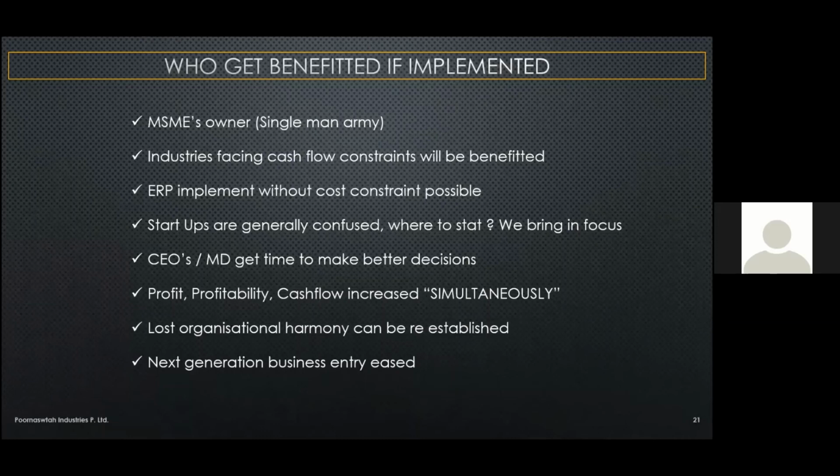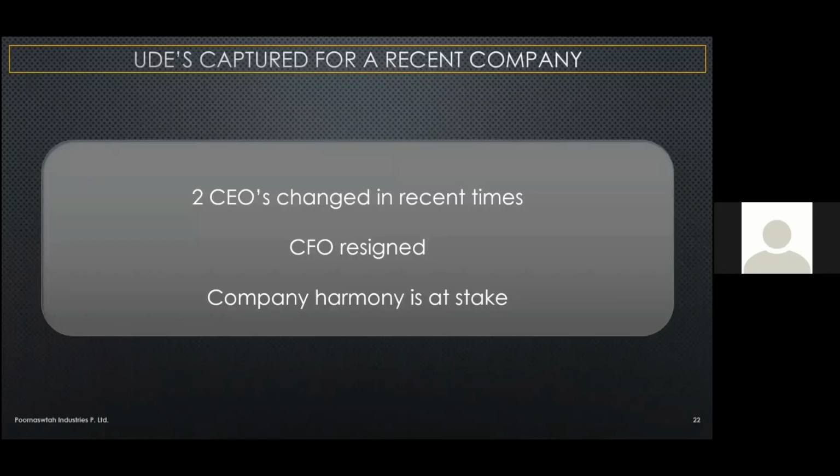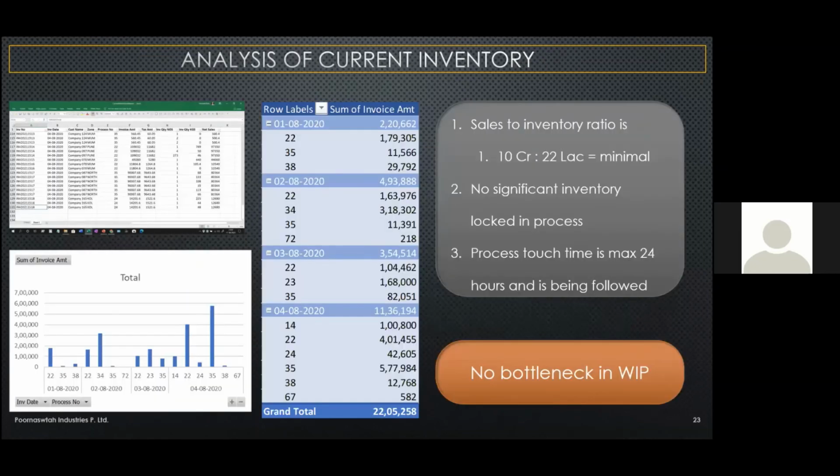assignments as well. This is a classic example which we have as a case study. There is a company which had complete disharmony. Two CEOs changed in recent times. The CFO had resigned. Company harmony was at stake. The company financially was not doing well. So we thought to take it up as a case study. We did a simple analysis. We had data on Excel sheets, with analysis of current inventory. We thought to have a look at the current inventory also.